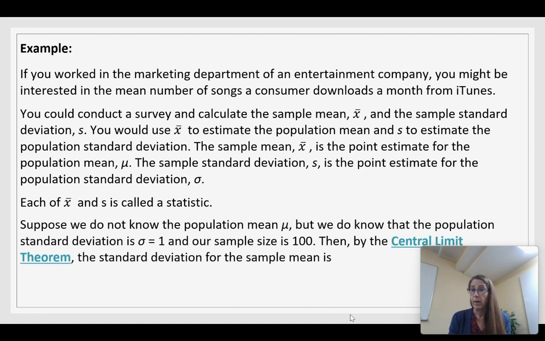Suppose we don't know the real population mean mu, but we do know the population standard deviation is sigma equals 1 and our sample size is 100. Then we know from the central limit theorem that the standard deviation for our sample mean is sigma divided by the square root of n. We've seen that before, in chapter 7. In this case, it would be 1 divided by the square root of 100, which is 10. So 1 over 10 is 0.1.